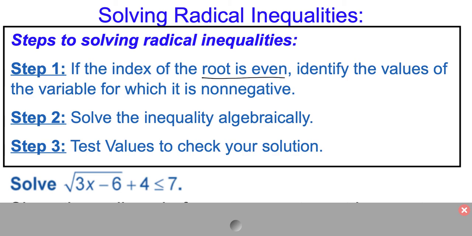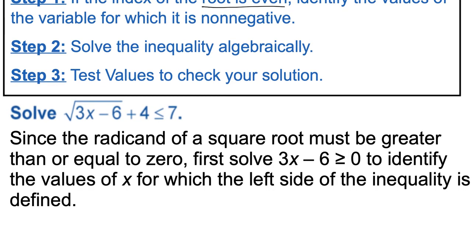So let's check this example out. We got a little bit of information with this one, okay? So starting out, I said it was an even root, so we have to look at this stuff first. All right, so it says, since the radicand of a square root must be greater than or equal to 0, first solve 3x minus 6 is greater than or equal to 0 to identify the values of x for which the left side of the inequality is defined, okay? I need to first set this stuff greater than or equal to 0 because it can never be a negative number, all right?